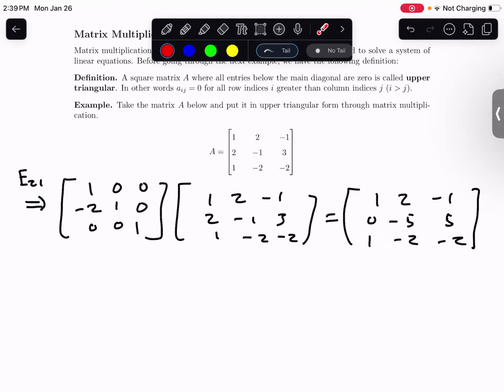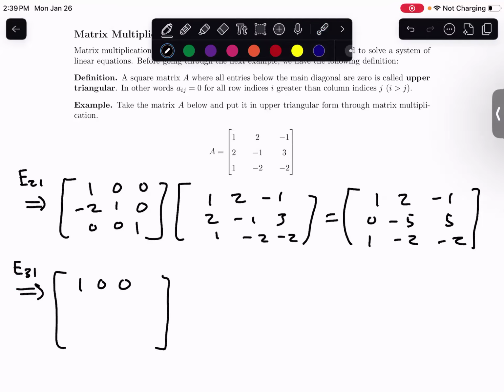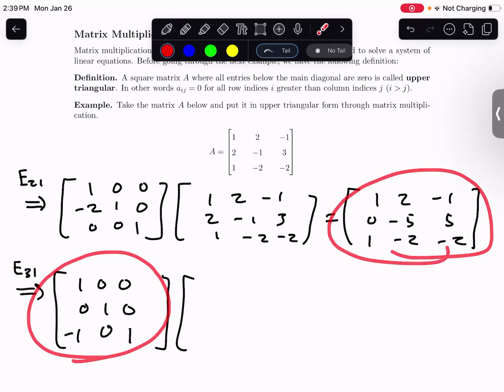Next we want to get rid of this 1 here. If we want to get rid of the 1 in the 3,1 entry, we're going to be doing the elimination matrix corresponding to the 3,1 entry. Again, it's just going to be the identity matrix except at the 3,1 entry. To get rid of this 1, we need to multiply row 1 by -1 and then add it to row 3. So we're just going to make it so we have -1. And then we multiply this matrix by the matrix we have here.